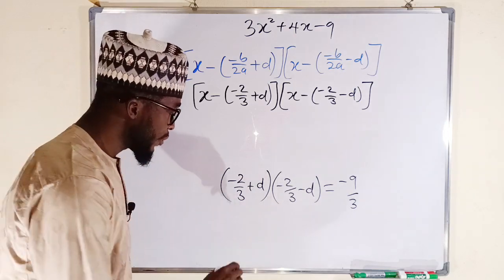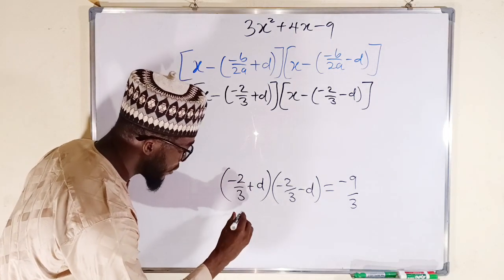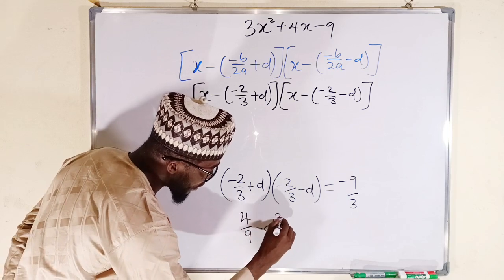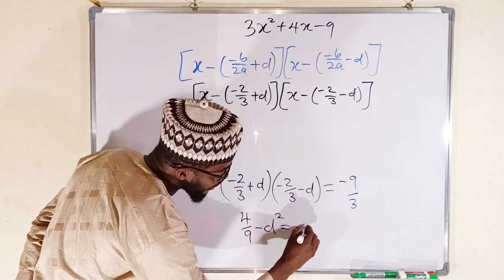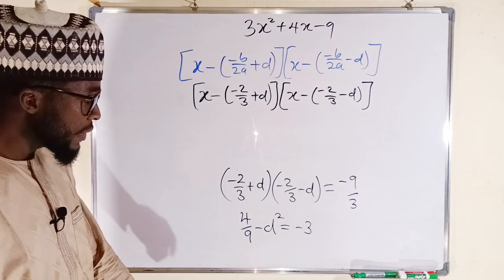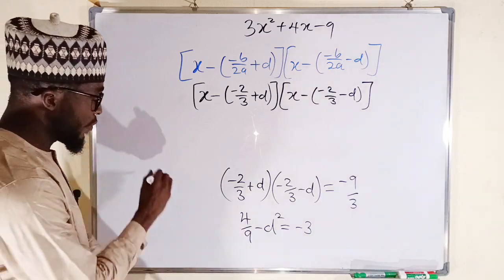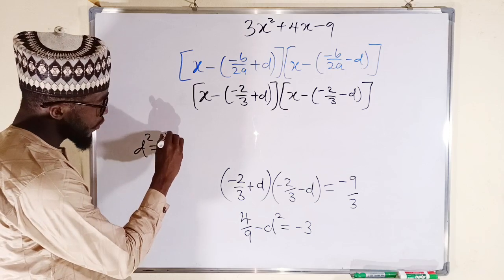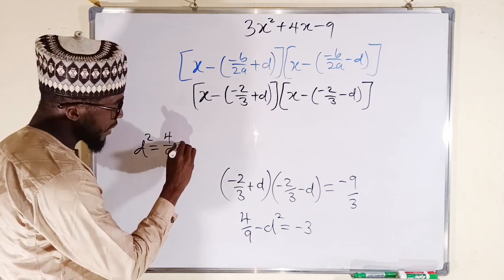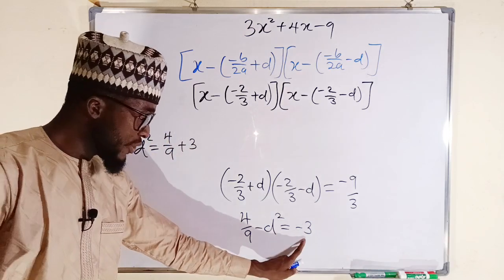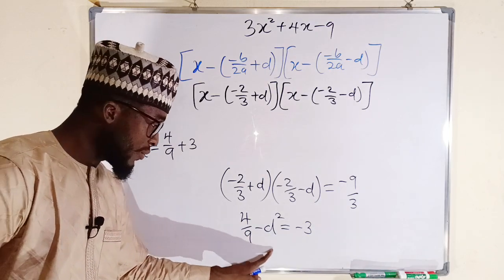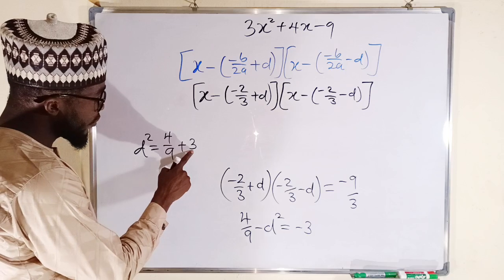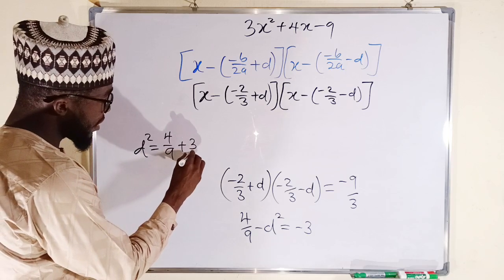These are difference of two squares. Remember, if you take this, you square that, you're going to obtain 4 over 9 minus d squared. And this is equal to negative 3, right? Make d the subject. We have d squared to be equal to 4 over 9 plus 3, right? Plus 3. If this crosses over, it becomes positive. If you take this to the other side, it becomes positive. So I can write this one as over 1.